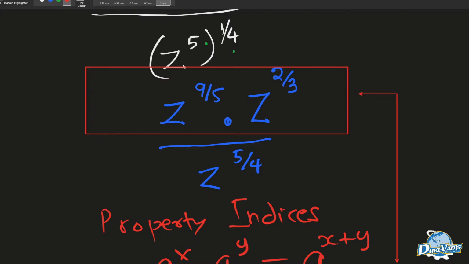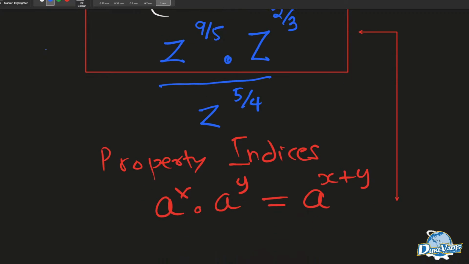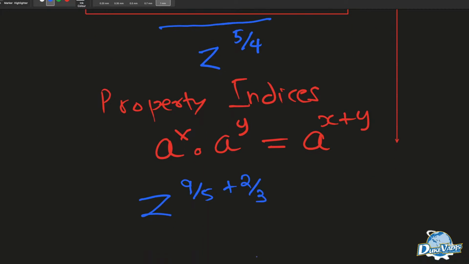Because of that, we can confidently say that the top one is z raised to the power 9 over 5 plus 2 over 3, because they are multiplying each other. Then we bring the bottom one, which is z raised to the power 5 over 4. Friends, it's becoming easier. Now, let's check something.